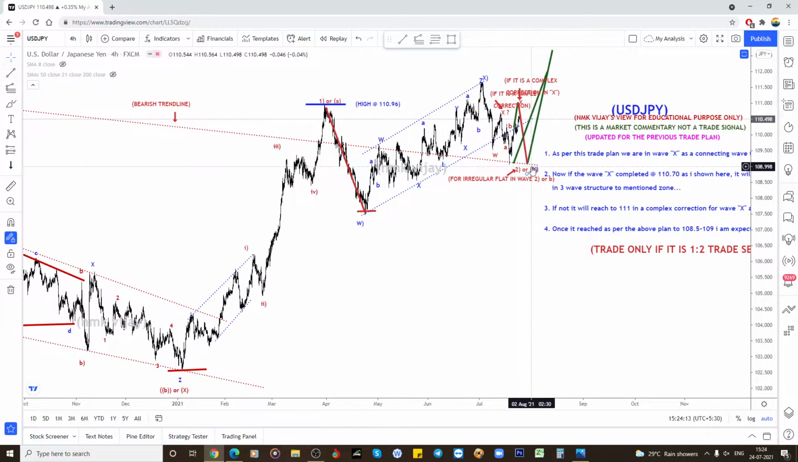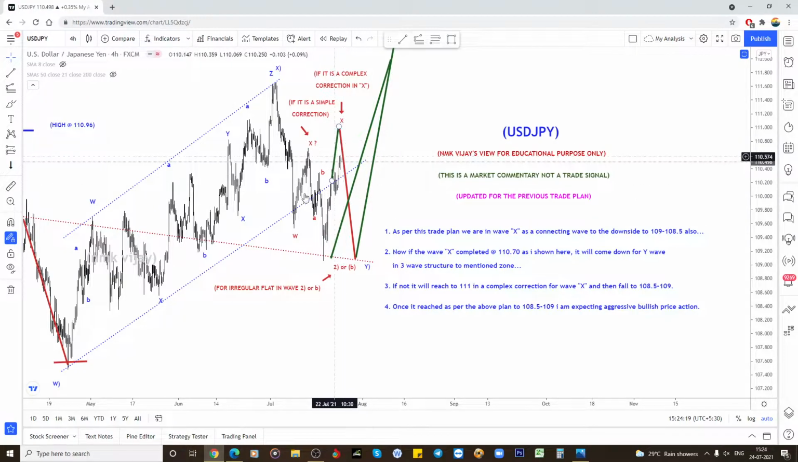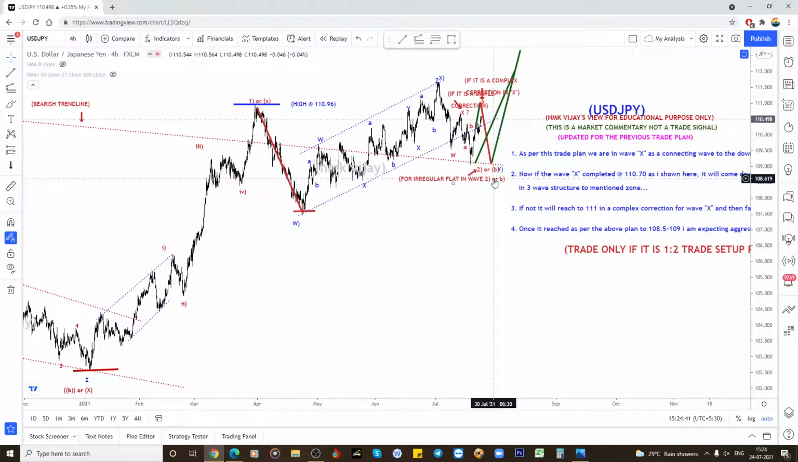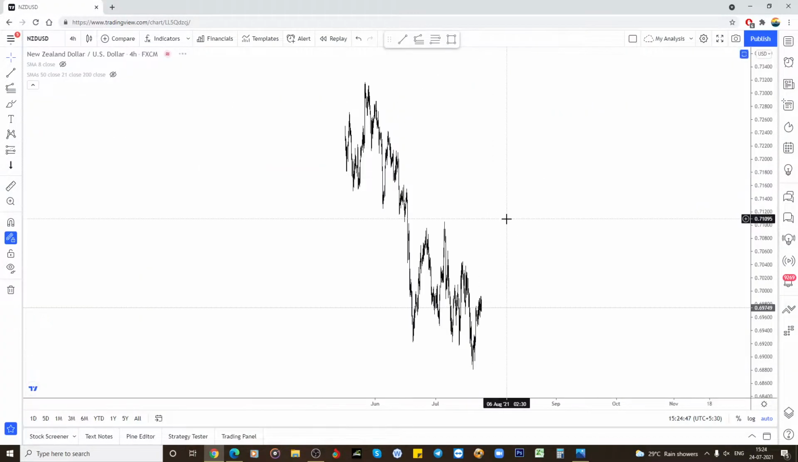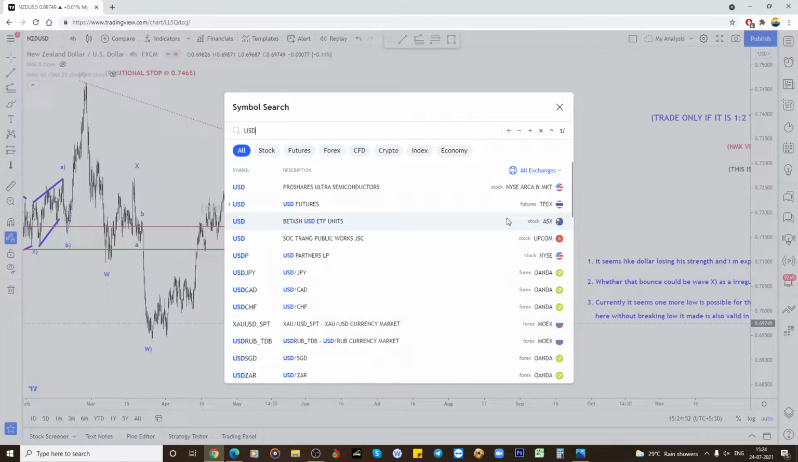So once this structure is completed, then only it will shoot. Whether the structure has ended, still not yet. Still I'm expecting this high, or it could make a high for an expanded flat. What I did? If it is a complex correction, again there is an X and Y. If it is a simple correction, that means this X is a simple correction. This is the end of the trend. So this kind of action it is doing in New Zealand CAD and USD CAD.